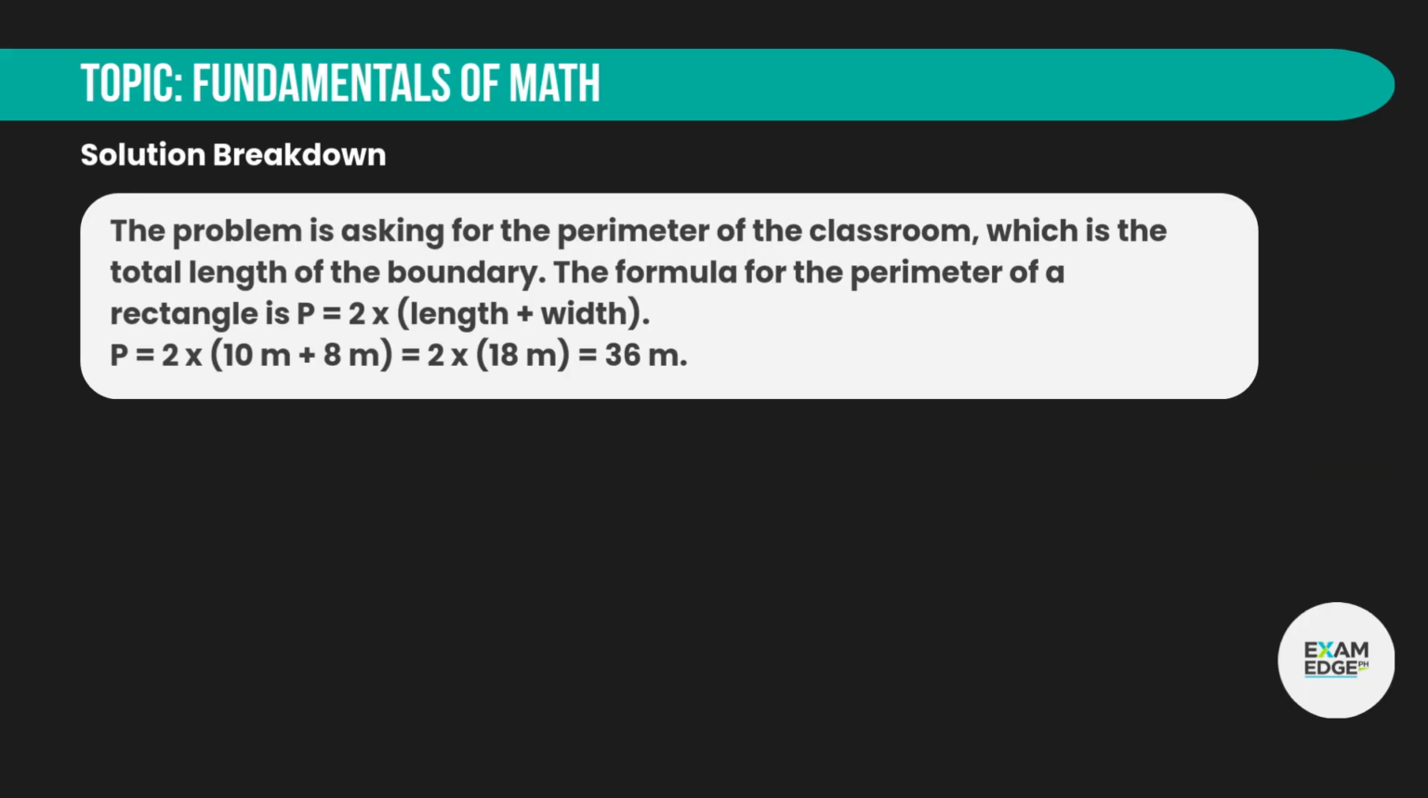Solution breakdown. The problem is asking for the perimeter of the classroom, which is the total length of the boundary. The formula for the perimeter of a rectangle is P equals 2 times (length plus width). P equals 2 times (10 meters plus 8 meters) equals 2 times 18 meters equals 36 meters.